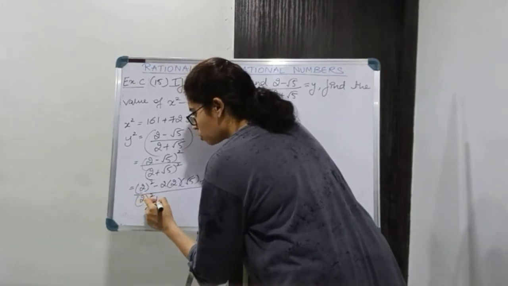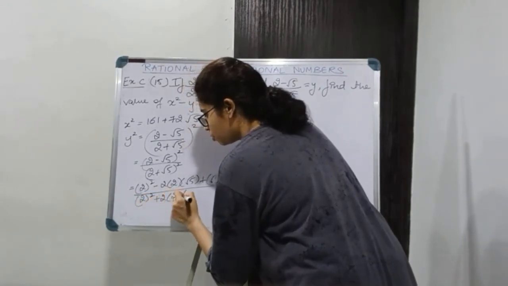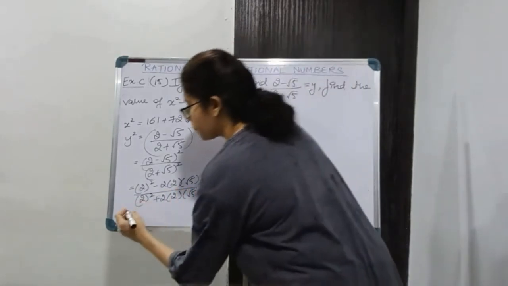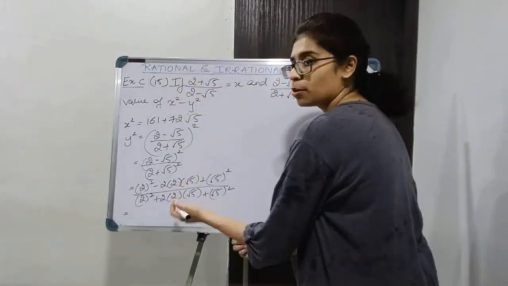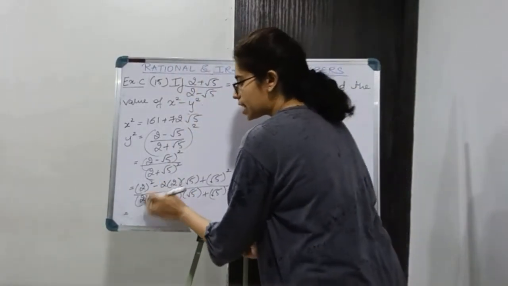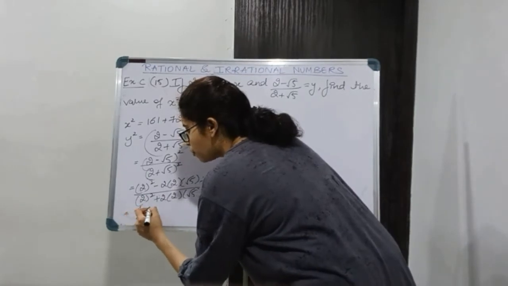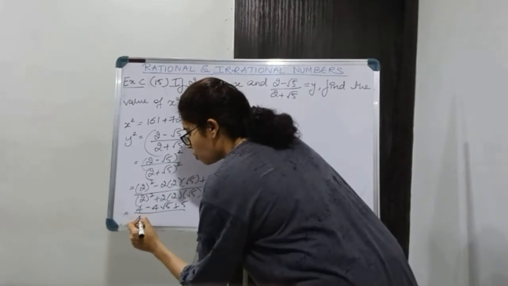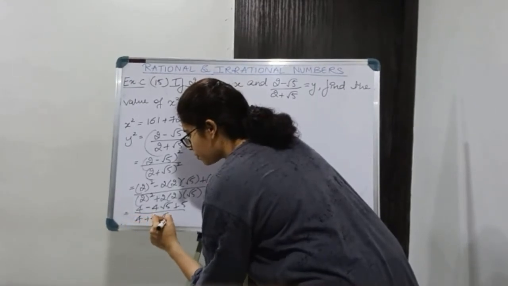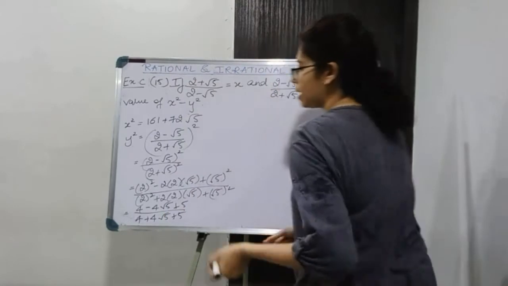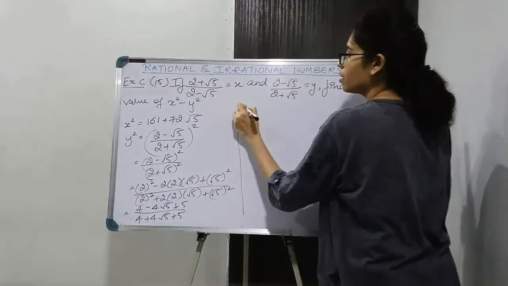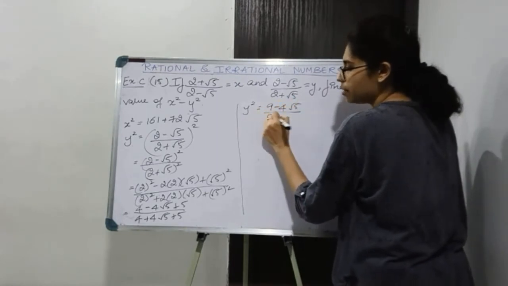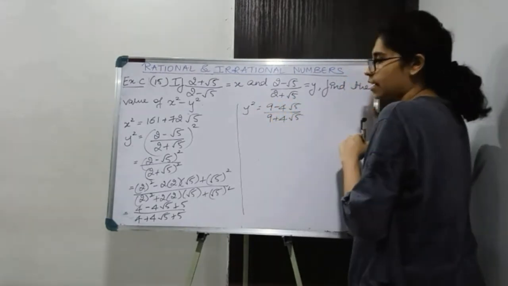So it is 2 square plus 2 into root 5 plus root 5 square. So numerator and denominator का number same है, सिर्फ यहाँ पे sign different है. So it is going to be 4 minus 4 root 5 plus 5 upon 4 plus 4 root 5 plus 5. So y square is equal to 9 minus 4 root 5 upon 9 plus 4 root 5.